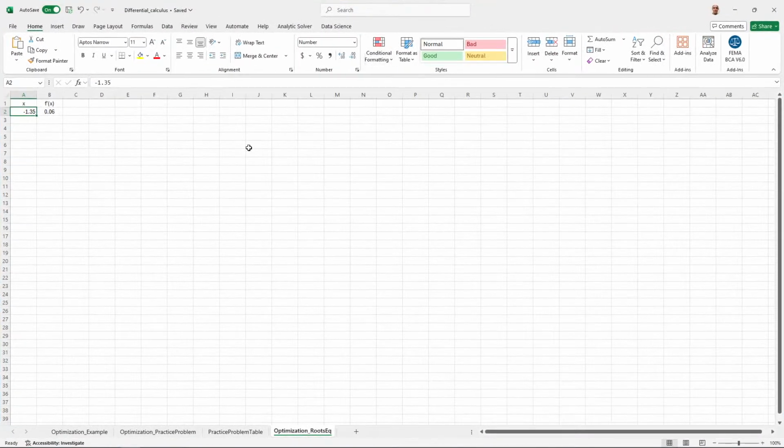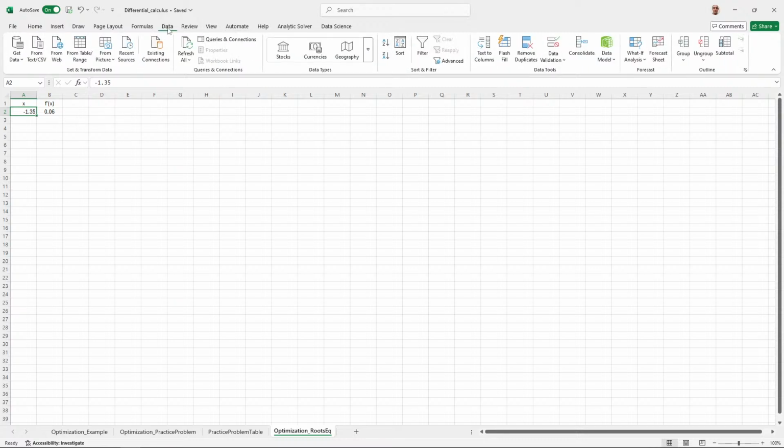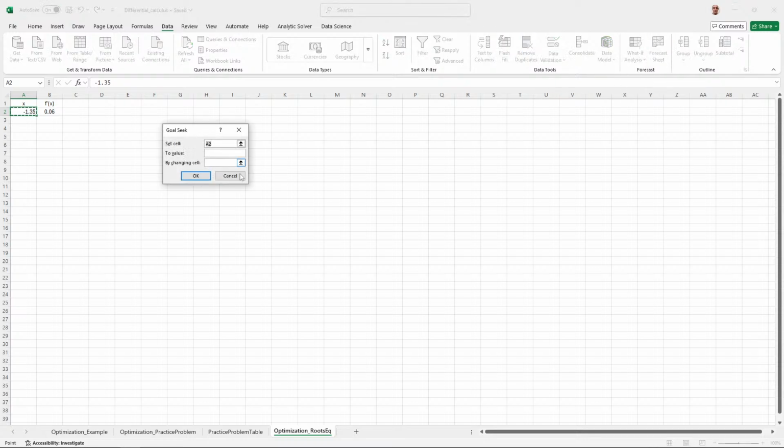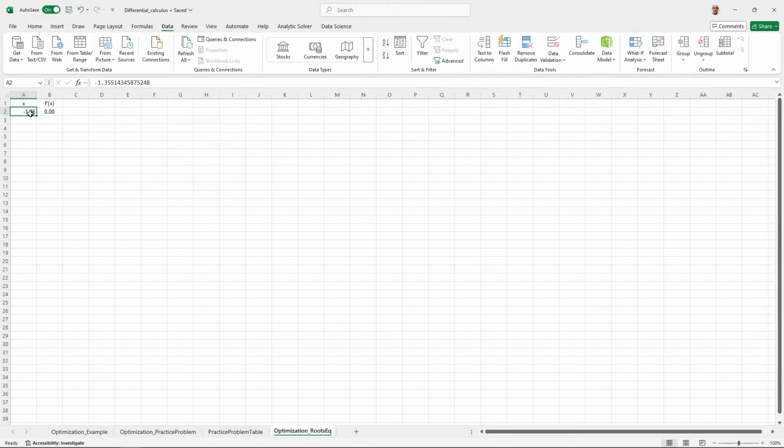But this is very tedious and not nice. So one way you can do it is to go to What-If Analysis, Goal Seek, and tell it to set this cell to equal 0 by changing this cell. Then you click okay. So that's one of the roots of the equation. At negative 1.36, this will be equal to 0.